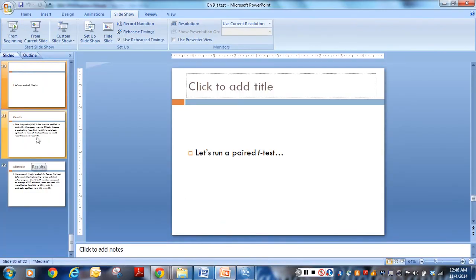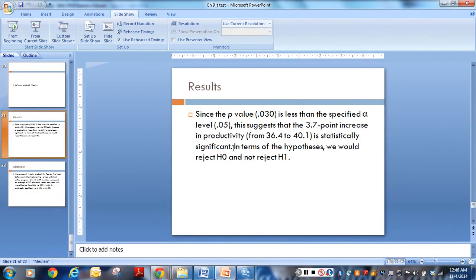So going back to our results, we can say since the p-value 0.030 is less than the specified alpha level of 0.05, this suggests that the 3.7 point increase in productivity from 36.4 to 40.1 is statistically significant. And in terms of the hypotheses, we would reject H0 and not reject H1.